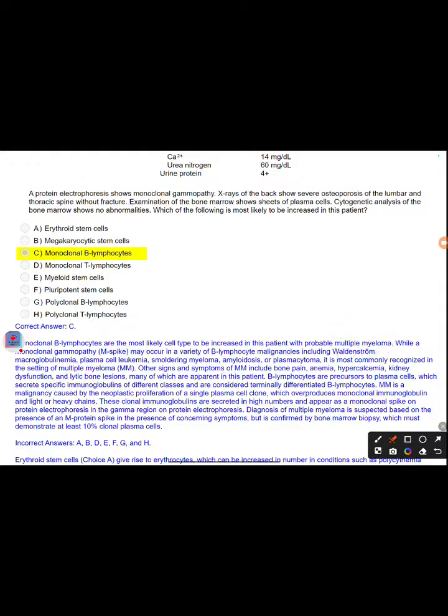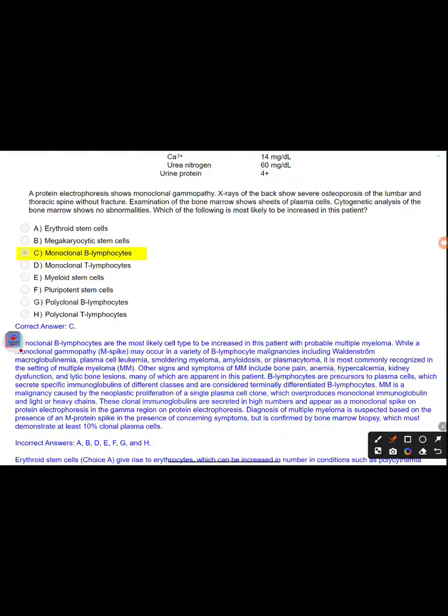While a monoclonal gammopathy and M spike may occur in a variety of B lymphocyte malignancies, including Waldenström macroglobulinemia, plasma cell leukemia, smoldering myeloma, amyloidosis, or plasmacytoma, it is most commonly recognized in the setting of multiple myeloma. Other signs and symptoms of multiple myeloma include bone pain, anemia, hypercalcemia, kidney dysfunction, and lytic bone lesions, many of which are apparent in this patient.